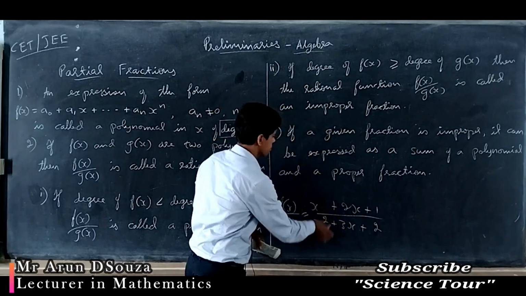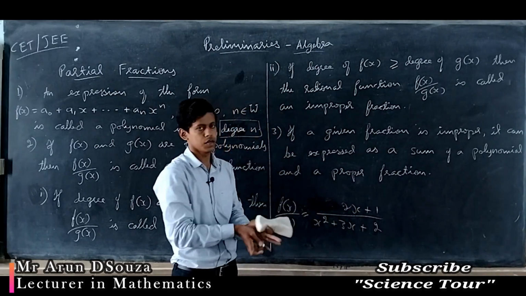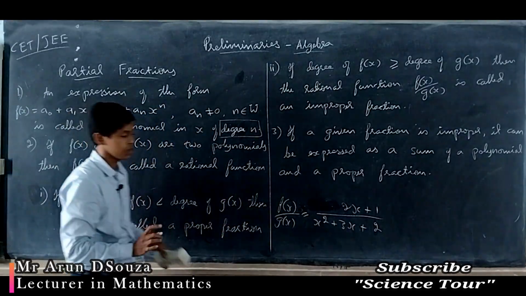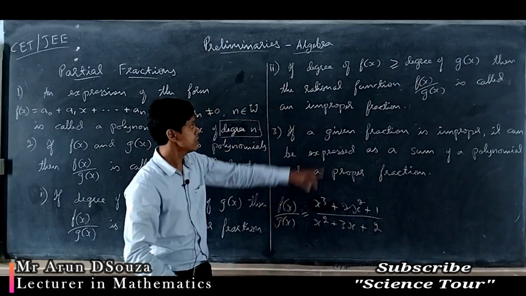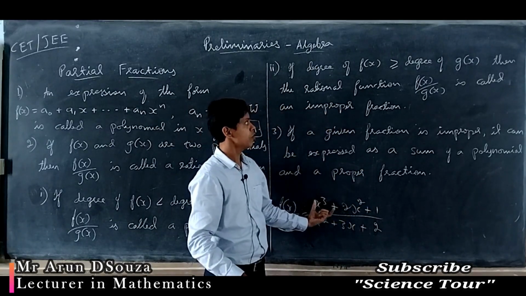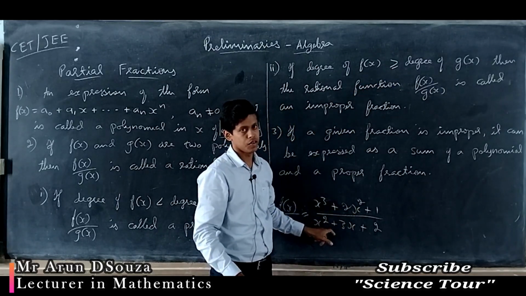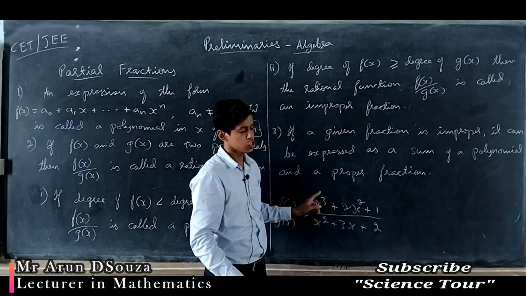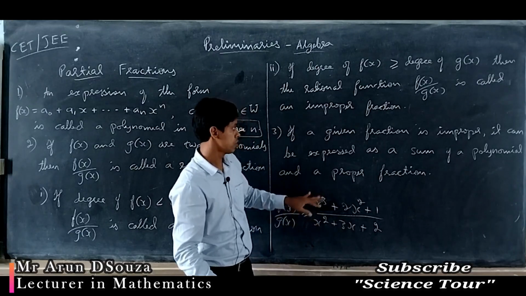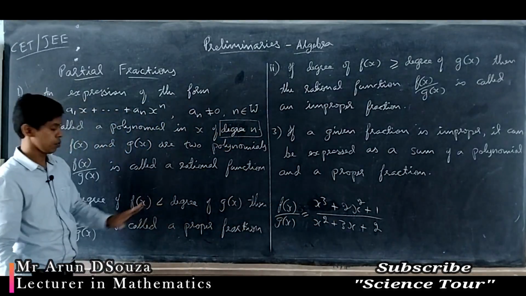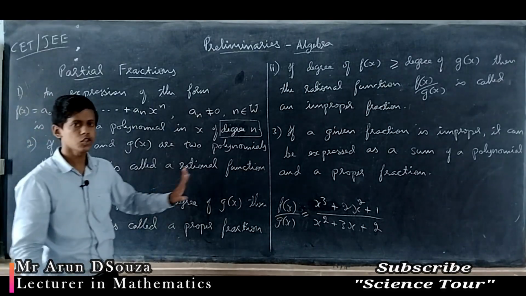Or if you have, let us say, 2x plus 1 in the numerator, then it is proper. If you have x cube plus 2x square, then it is improper, because degree of f of x is greater than degree of g of x. I hope you understood. The numerator's degree shouldn't be equal and shouldn't be more than the denominator's, then it will be proper. So when it is strictly less, it is proper.